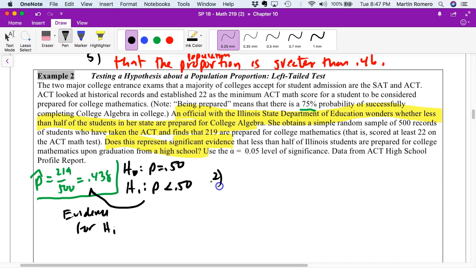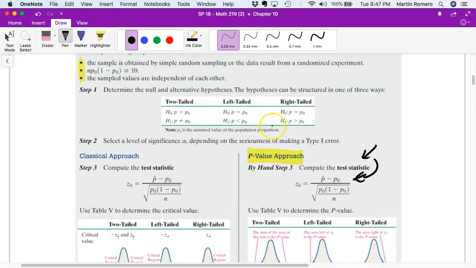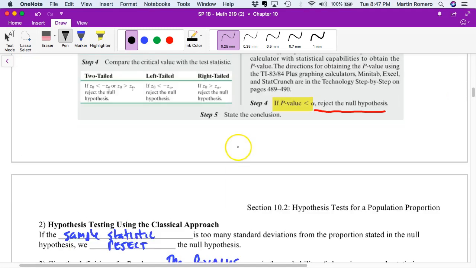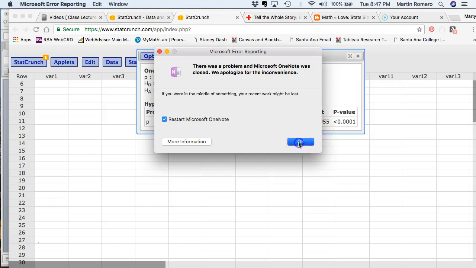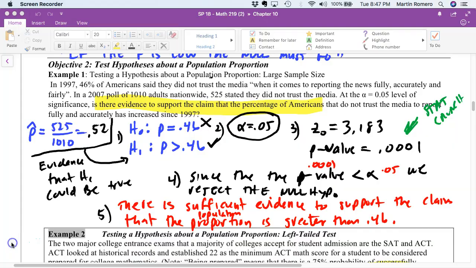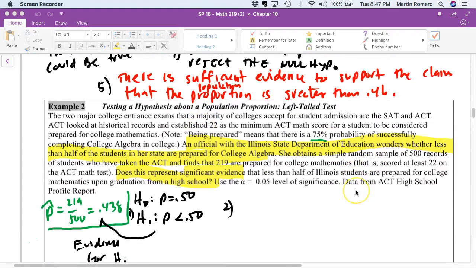Step two, after step one, is to go ahead and select the alpha level. In this case, our alpha level is 0.05.